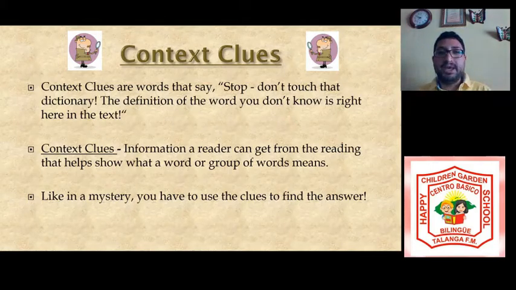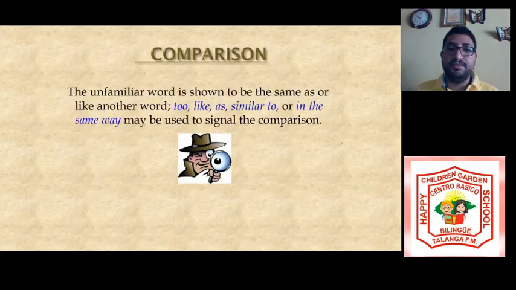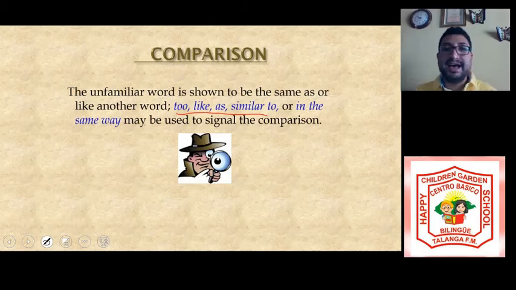We have many context clues, but today we're going to concentrate on just two. Two is going to be easy. So the first one is the comparison context clue. In the comparison context clue, the unfamiliar word is shown to be the same as or like another word. To, like, as, similar to, in the same way. These words are going to give us the clue that we have some definition in here.